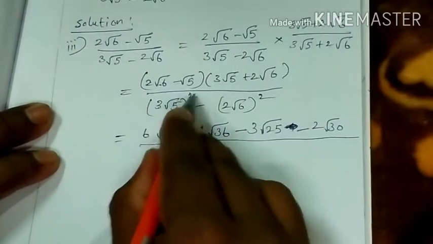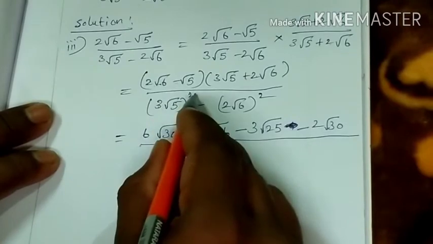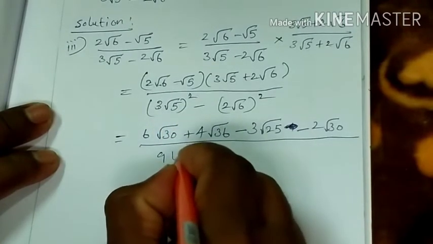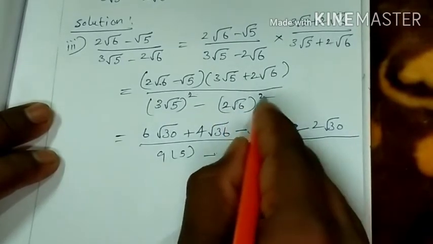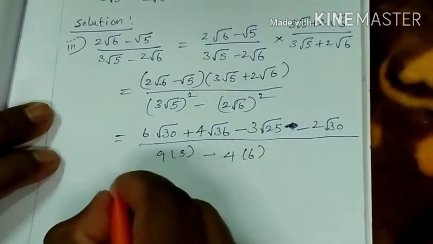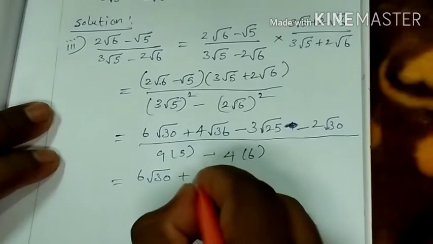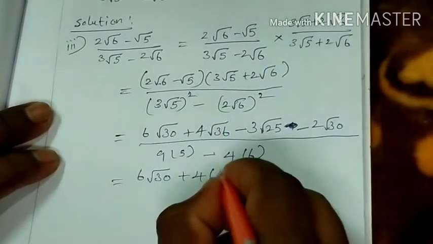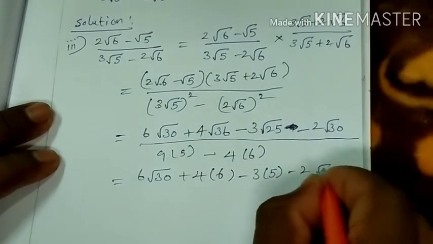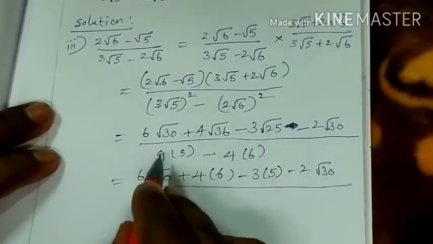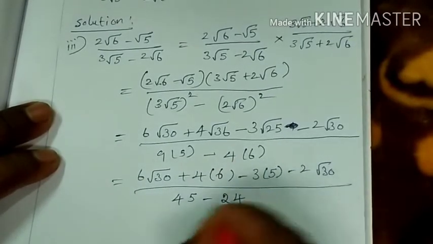The whole divided by a squared. 3 squared is 9 and the square root of 5 the whole squared, the root and square are cancelled, so 5 remains. Minus, in the same manner, 2 squared is 4, and the square and root are cancelled, so 6 remains. So 6√30 + 4√36, which is 6, minus 3√25, which is 5, minus 2√30, the whole divided by 9 fives are 45 minus 4 sixes are 24.